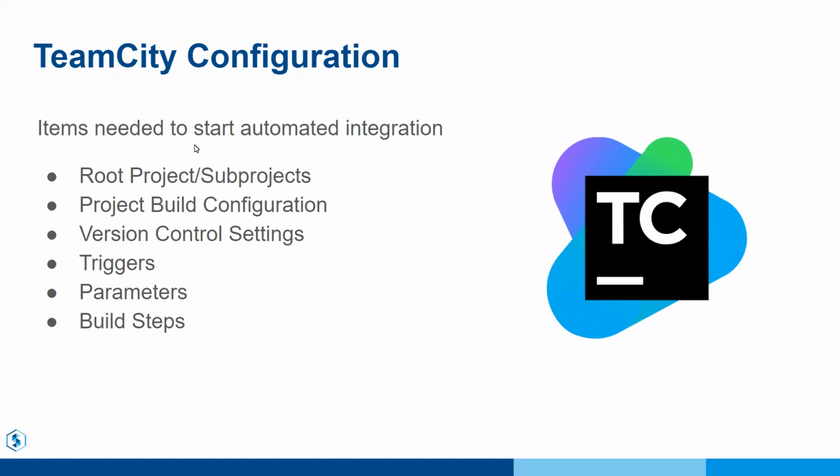So these are the different items you need to start the automated integration. First, we're gonna be looking at root projects and subprojects, project build configuration, version control settings, triggers, parameters, and build steps. So I'm gonna go through the slides and then I'll open TeamCity and describe it a little bit more.